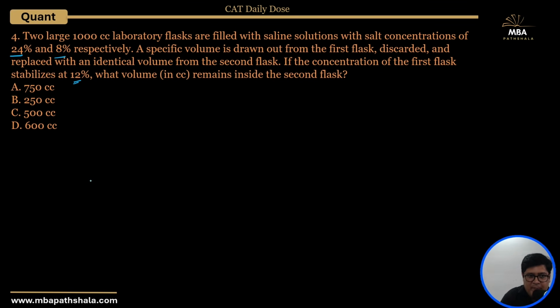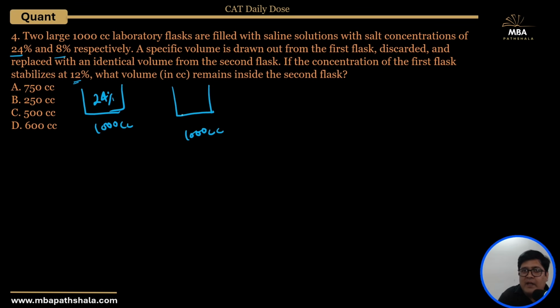Let us go step by step. I have a large flask. How many cc? 1000 cc. I have another large flask, 1000 cc. They both contain saline solution. Here it is 24% purity. Here it is 8% purity.